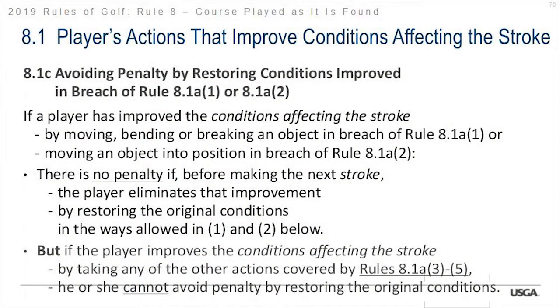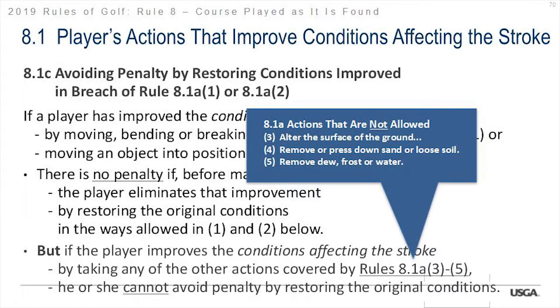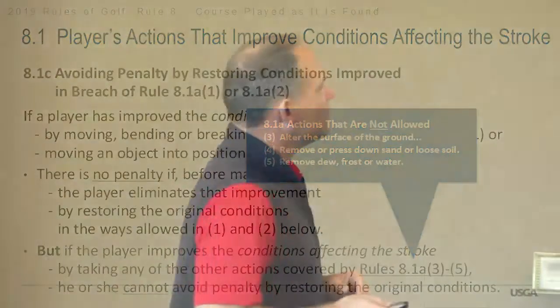All right, so let's go through the rule and see if we can figure out how we can fix ourselves from getting penalized. If the player has improved the conditions affecting the stroke by moving, bending, or breaking these objects, there's no penalty if before making the stroke the player eliminates that improvement by restoring the original conditions in the ways allowed. Okay, so we need those original conditions restored in this way. But if the player improves the conditions affecting the stroke by taking any of these actions covered by what we just talked about, the moving of the loose impediments or altering the surface of the ground or the removing of the dew, you cannot avoid penalty. It just says it right there in the rule. The example of the table, here's where it says it in the rule. You cannot avoid penalty. Right there.